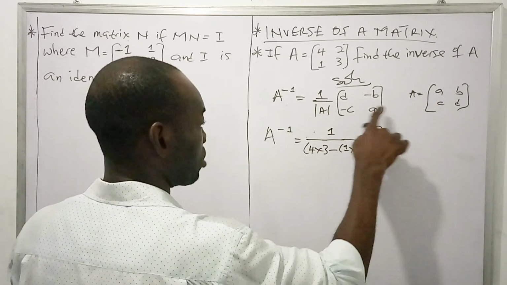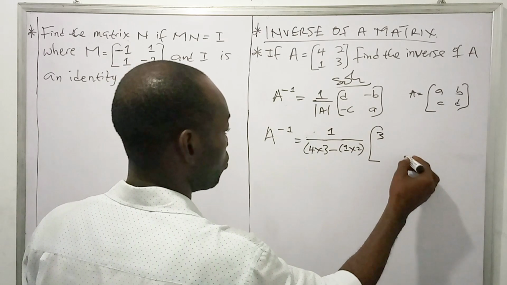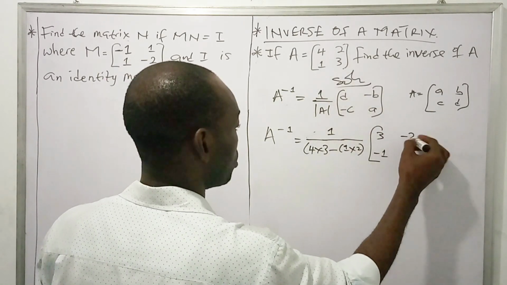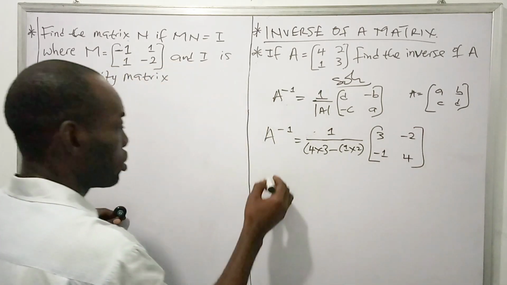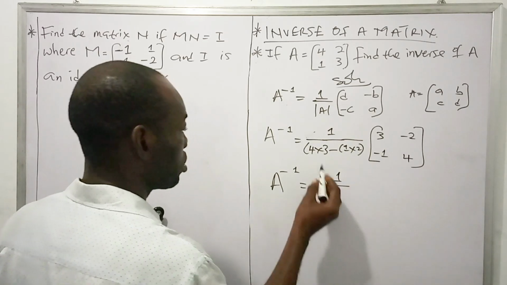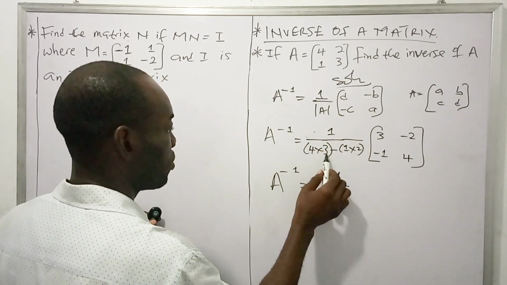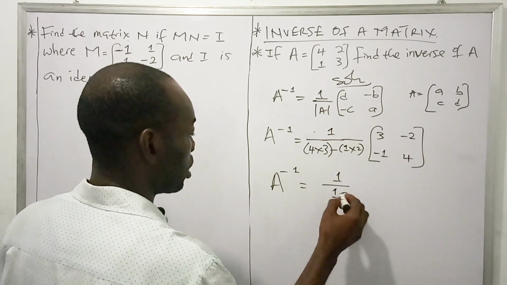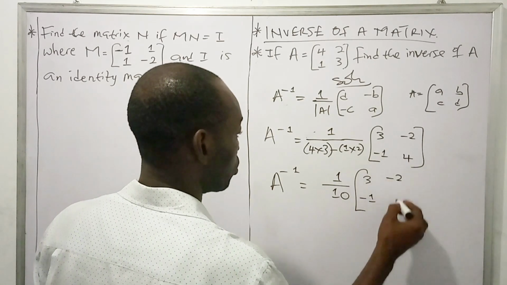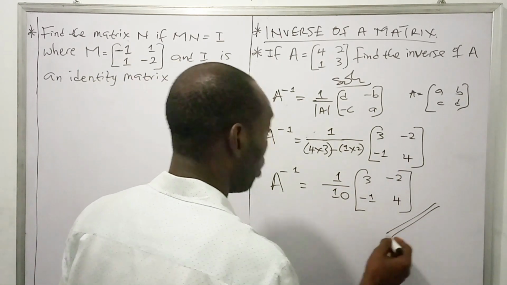Then we apply what I just explained. The 4 and the 3 will switch places, so we have 3 and 4 here, while the 1 will carry a negative sign, and the 2 will also take a negative sign. So that gives us 1 over, 4 times 3 is 12, then 12 minus 2, yes, 10. Then we have 3, minus 1, minus 2, 4. So that's the solution, the inverse of the matrix A.